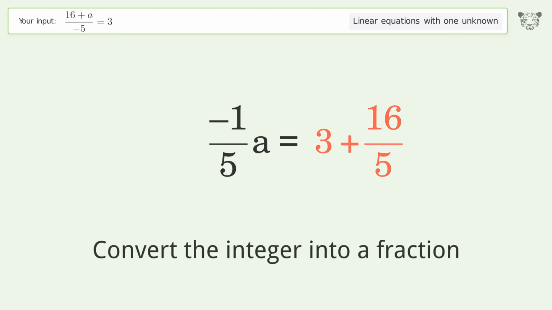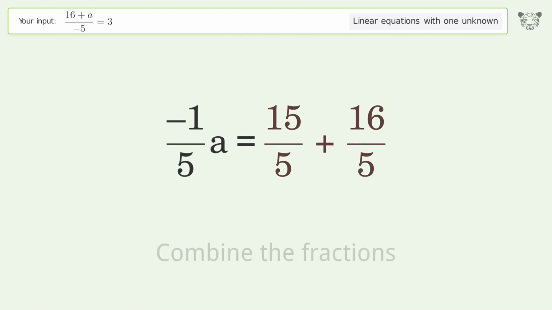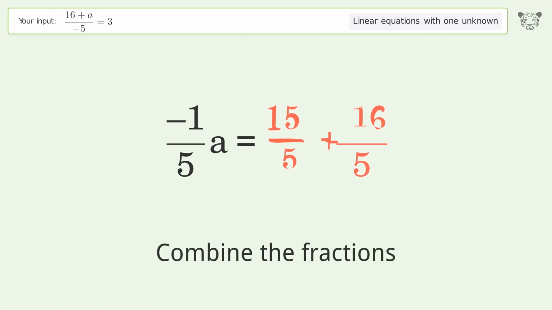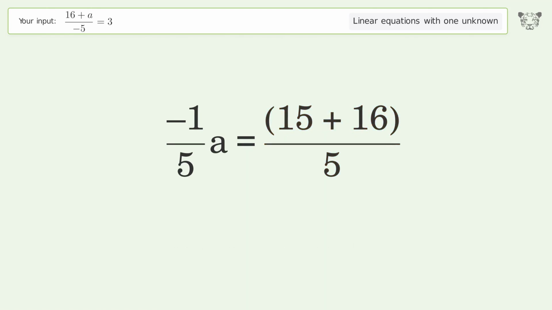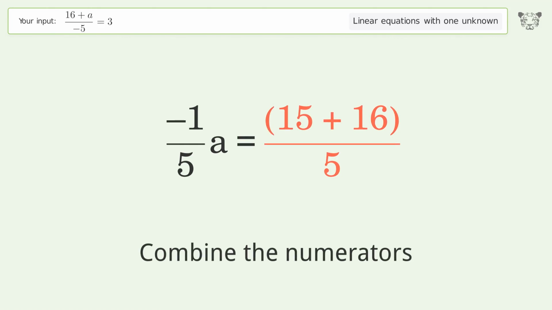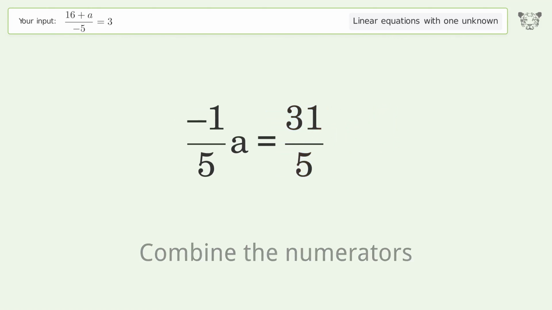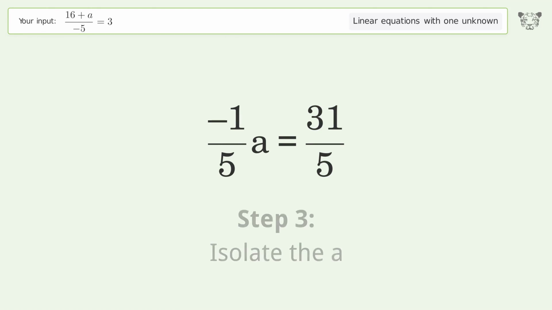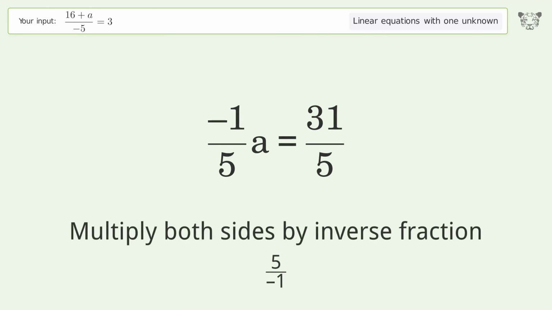Convert the integer into a fraction. Combine the fractions. Combine the numerators. Isolate the a. Multiply both sides by inverse fraction 5/-1.